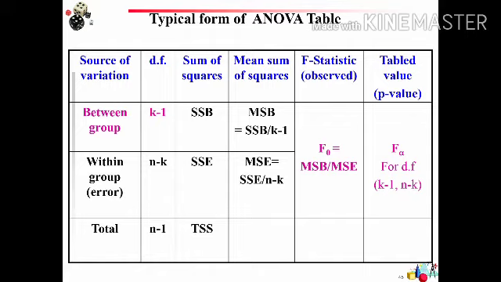Here you can see the sources of variation, that is between group variation and within group variation, and corresponding degrees of freedom: for between group variation k minus 1 and within group variation n minus k. The total degrees of freedom is n minus 1, where k is the number of groups and n is the total number of observations. And we are calculating the sum of squares, SSB for between groups and SSE for within group.